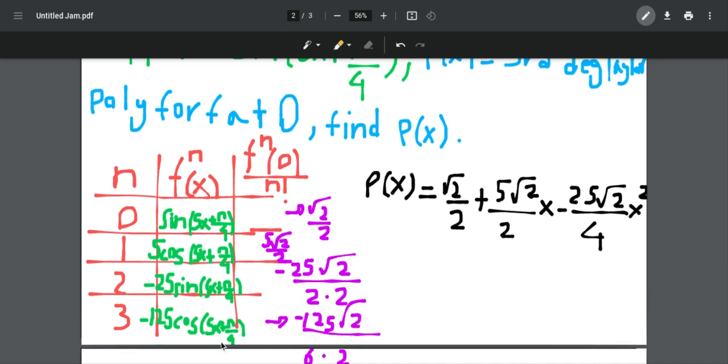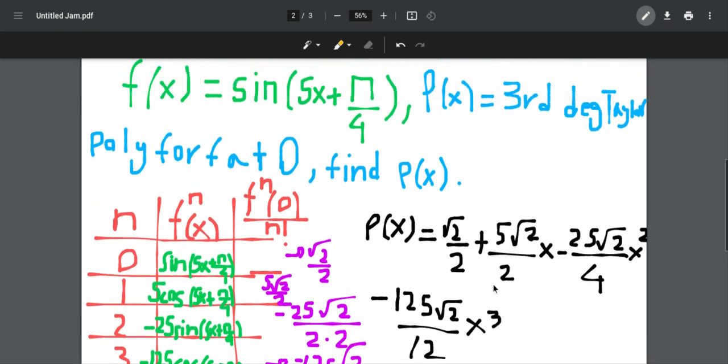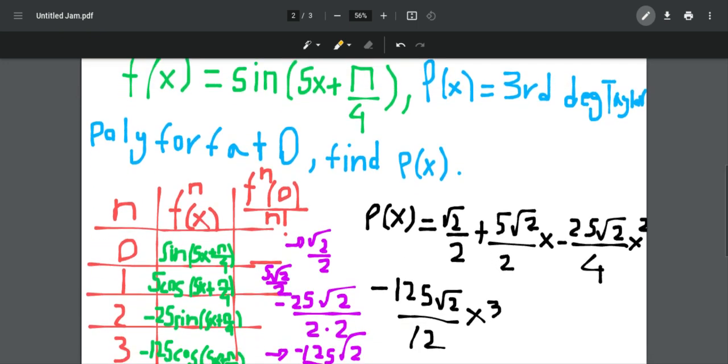And now lastly, for the third degree, we should again subtract 125 square root of 2, and then all over 6 times 2, which is 12, times x to the power of n, which is x cubed.